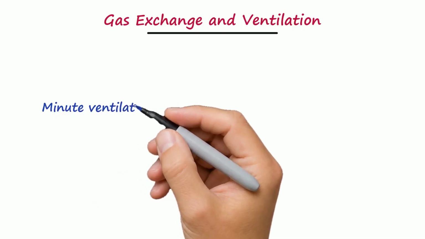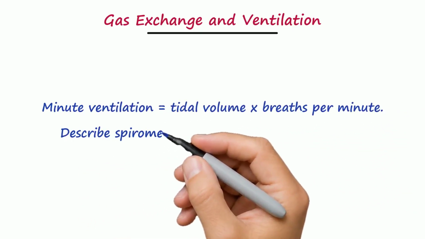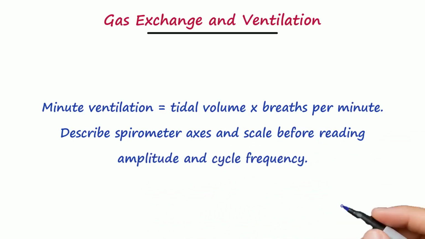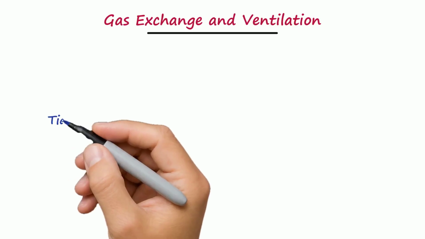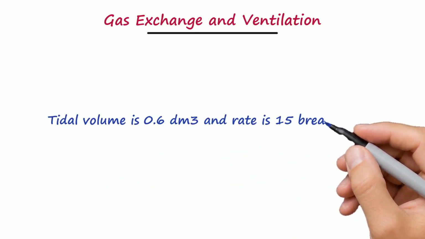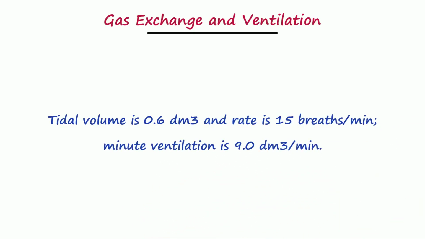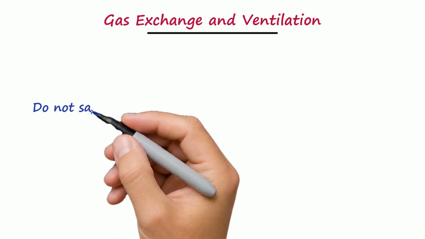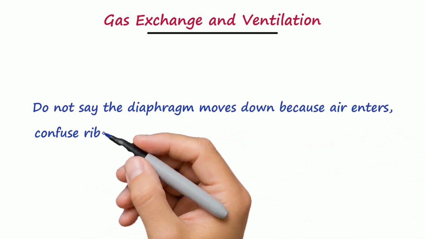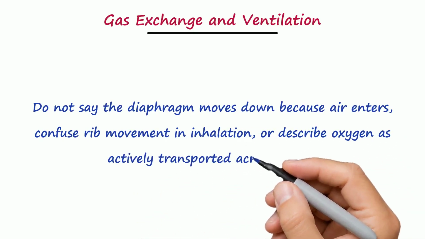Minute ventilation equals tidal volume x breaths per minute. Describe spirometer axis and scale before reading amplitude and cycle frequency. Tidal volume is 0.6 dm3 and rate is 15 breaths per minute. Minute ventilation is 9.0 dm3 per minute. Do not say the diaphragm moves down because air enters, confuse rib movement in inhalation, or describe oxygen as actively transported across alveoli.